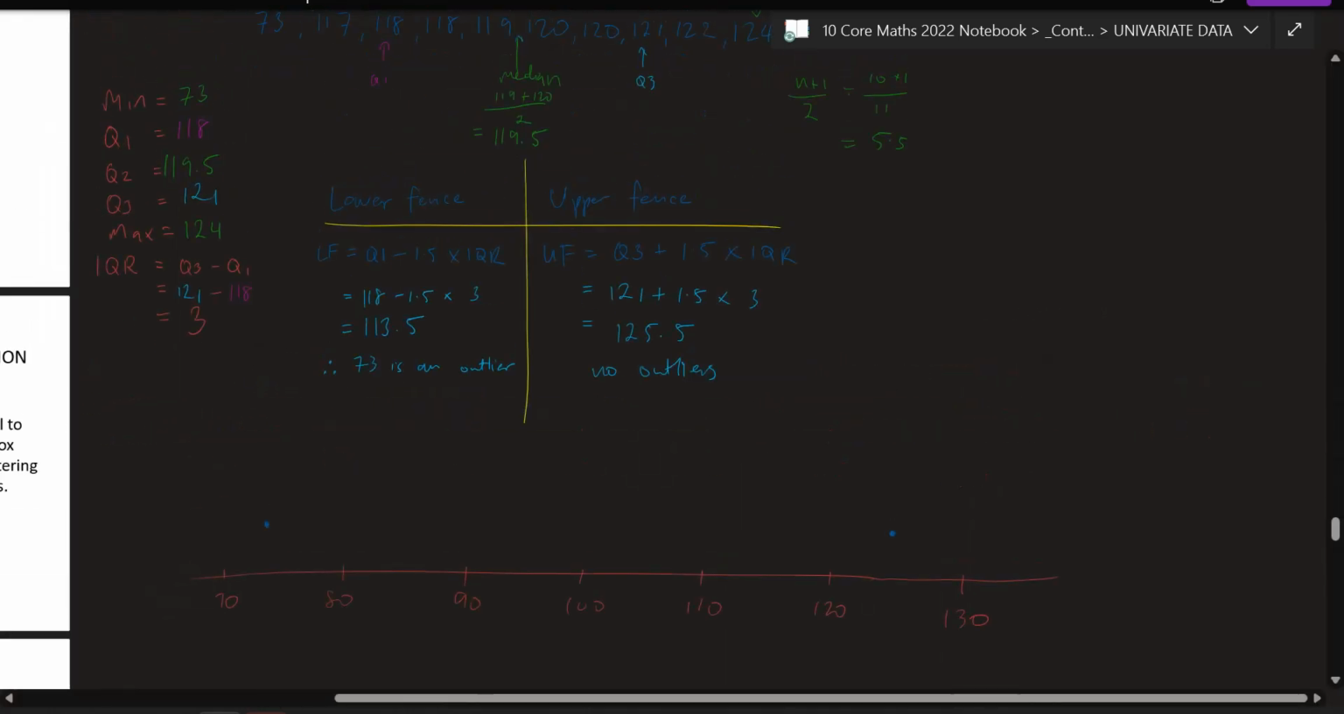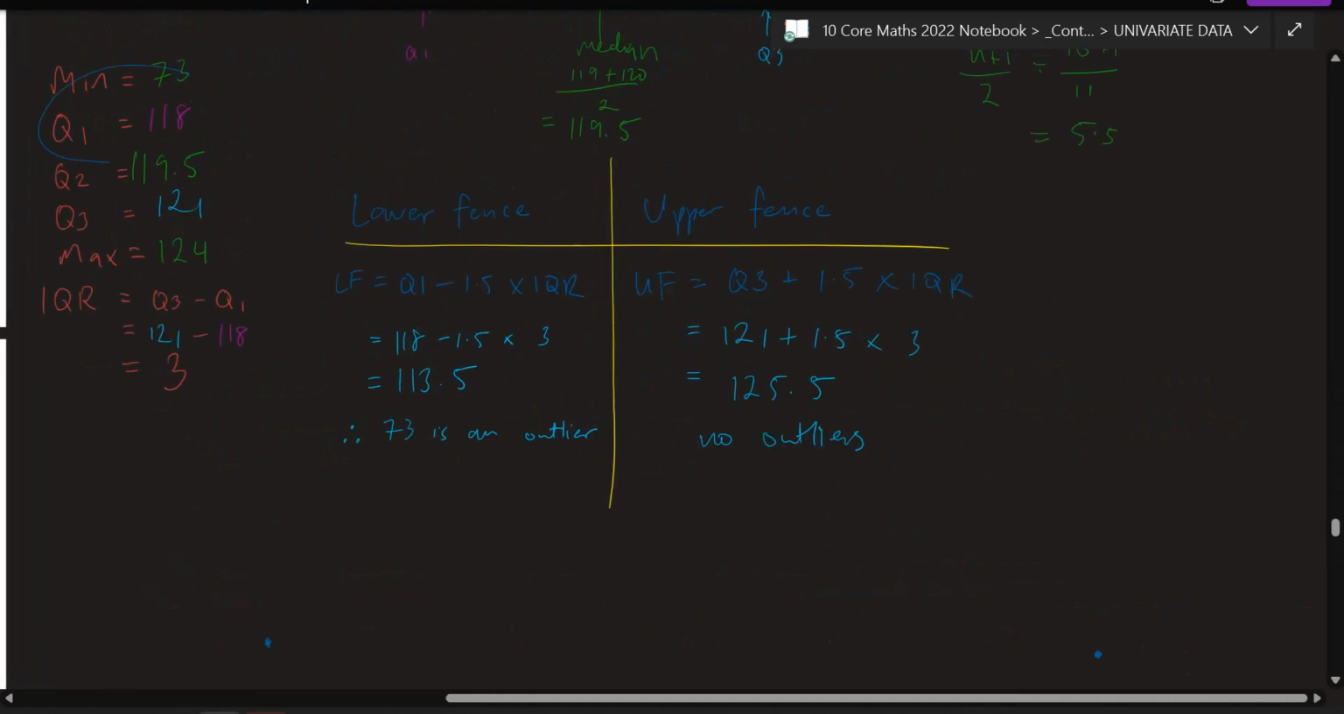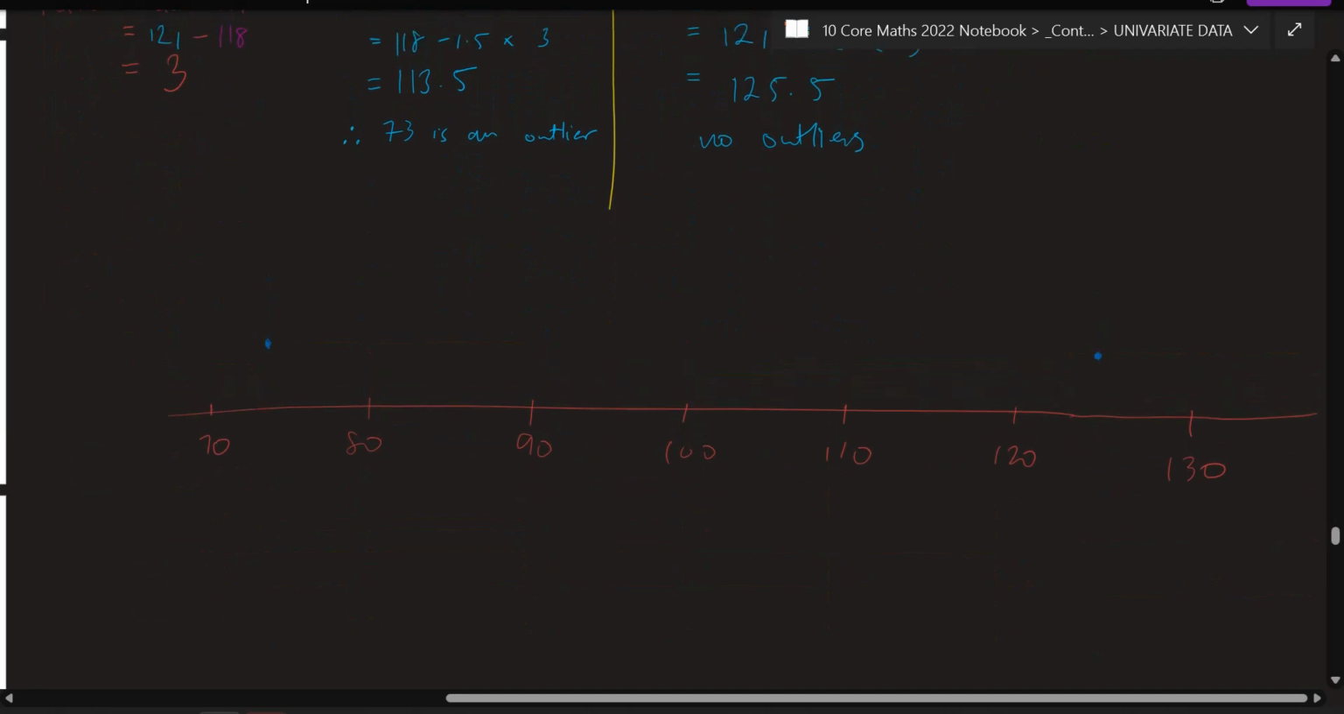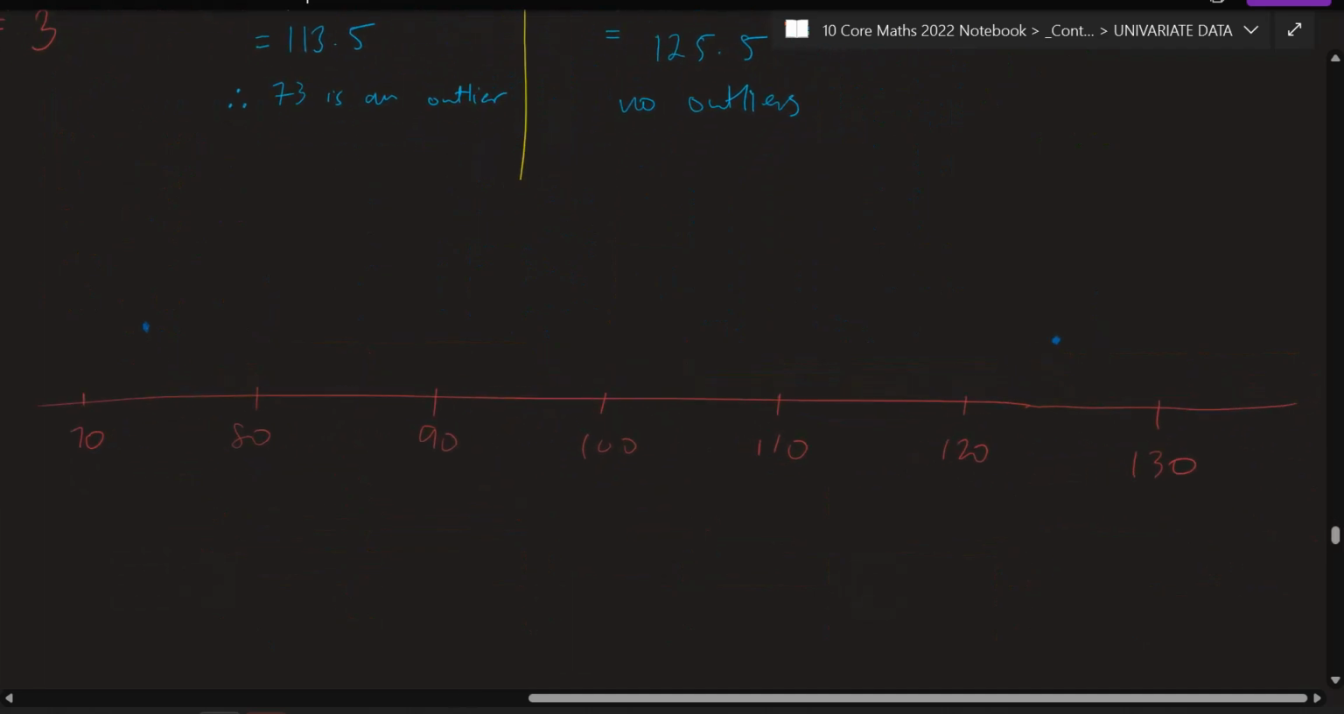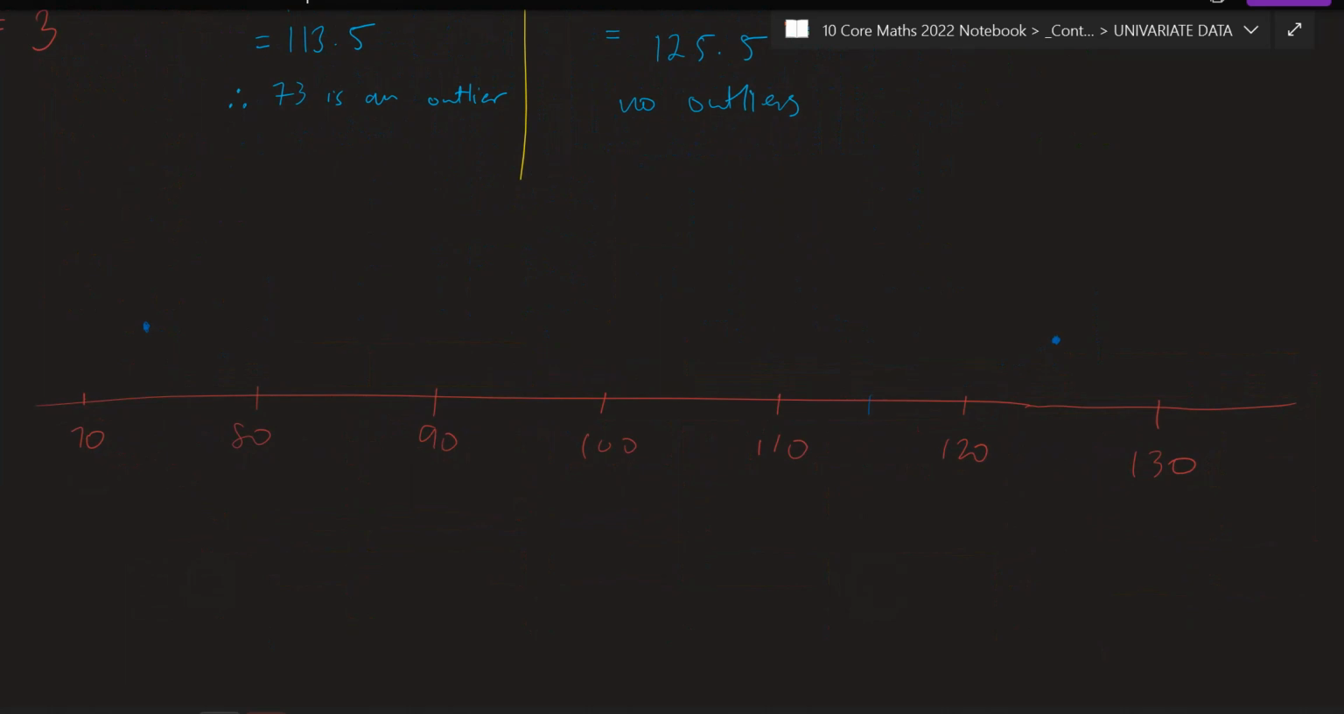Next I like to do my Q1. Q1 is 118. So on my number line, where is 118? If that's 120 right there, and that's 115, 118 might be, I don't know, probably here somewhere. That's probably 118.